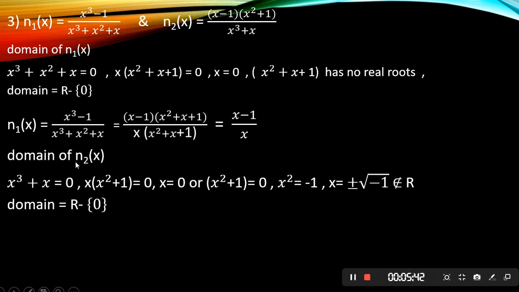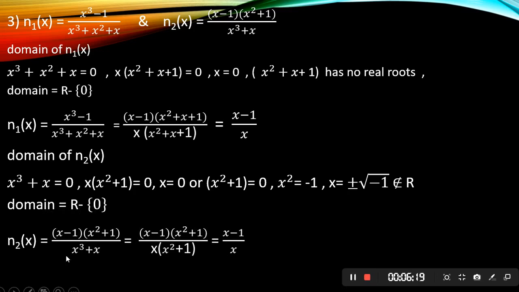And the domain of n2(x): I will take the denominator, x^3 + x = 0, so I will take x out as the highest common factor, x(x^2 + 1) = 0. So x = 0, and x^2 + 1 = 0 gives x^2 = -1, x = plus or minus the root of negative 1, and this doesn't belong to R, so I have only one zero here, one element. The domain is R minus {0}.